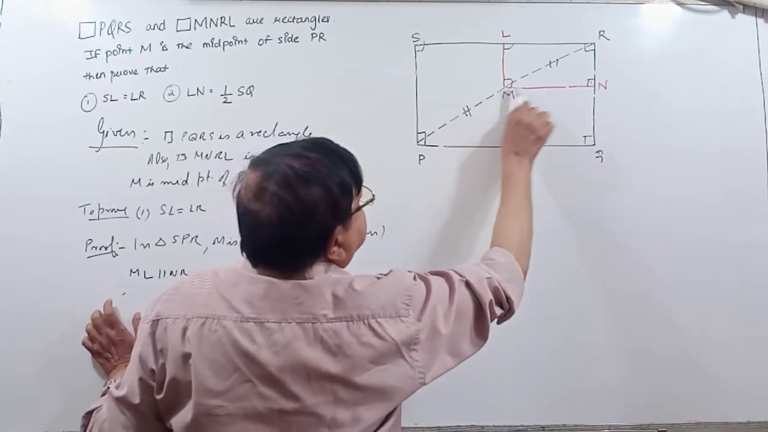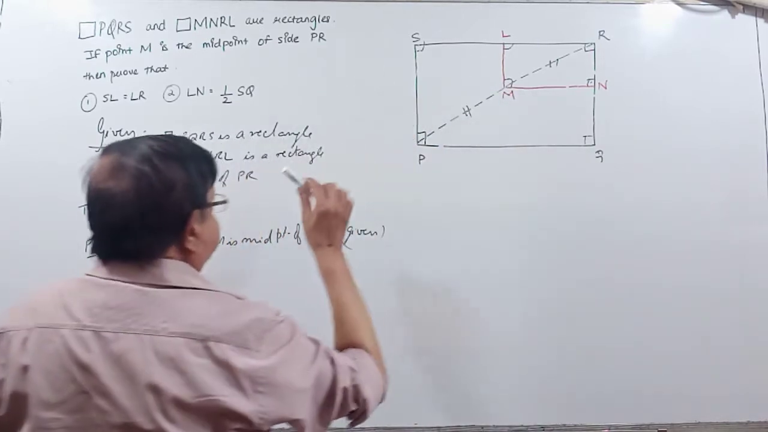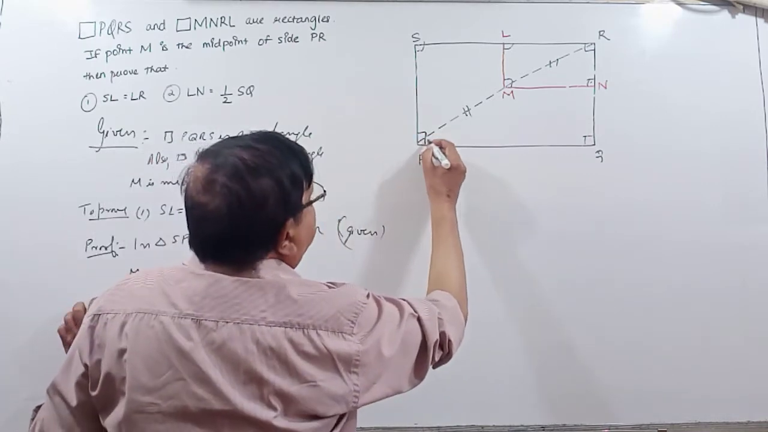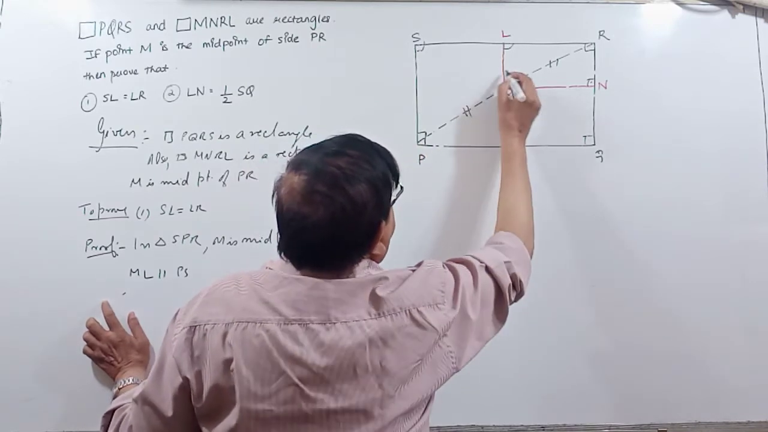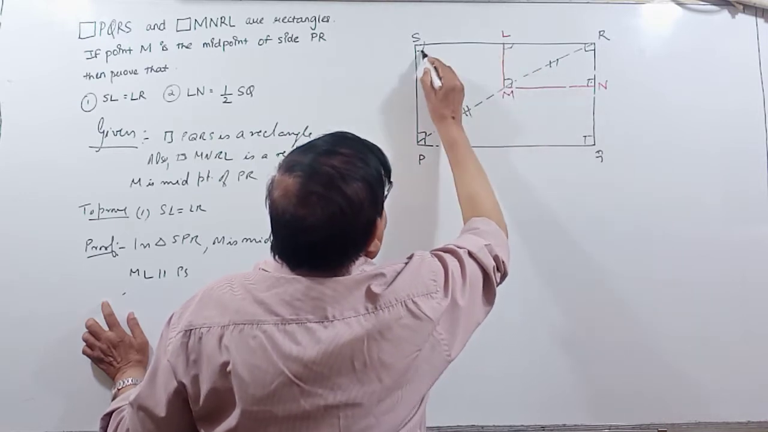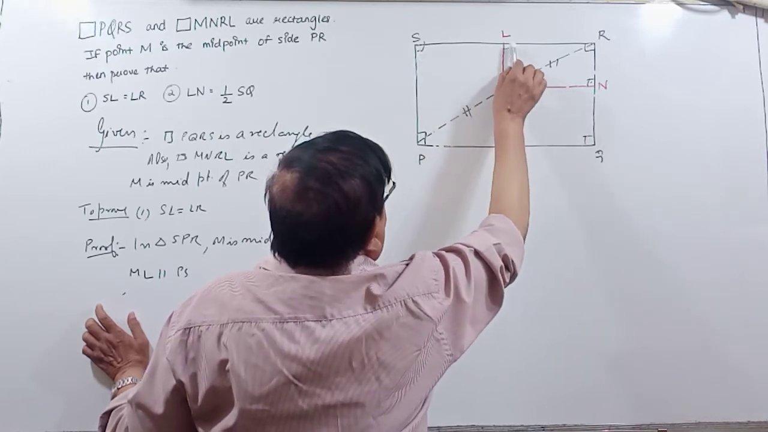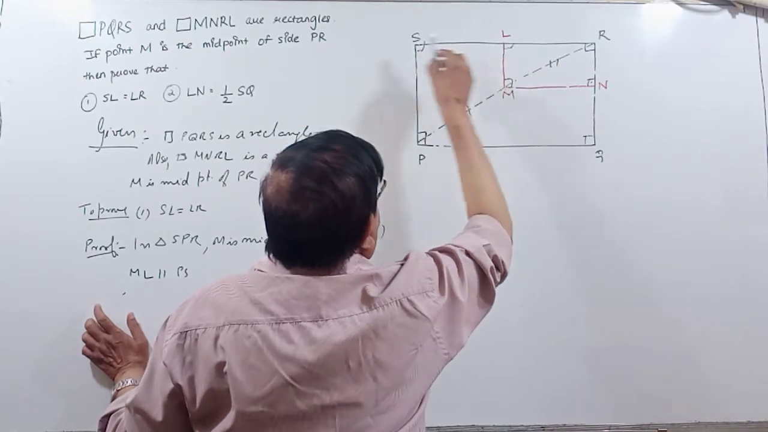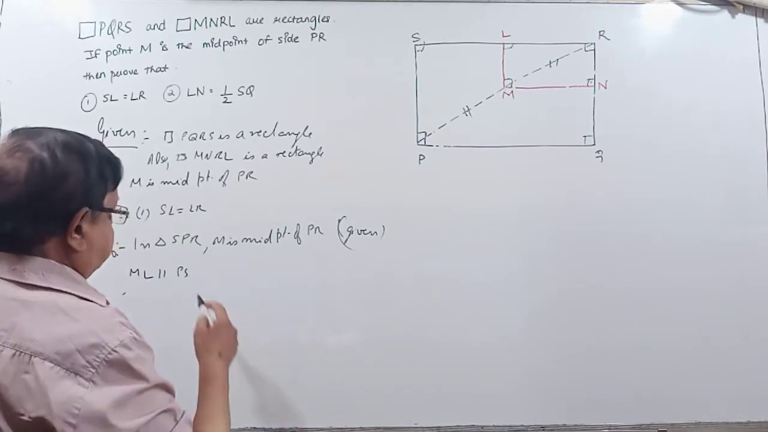This is 90 degrees, this is 90 degrees. ML is parallel to PS, not over PS. This is 90 degrees, and this is also 90 degrees. That is much easier. Both are corresponding angles. If corresponding angles are congruent, then the lines are parallel. So ML is parallel to PS.